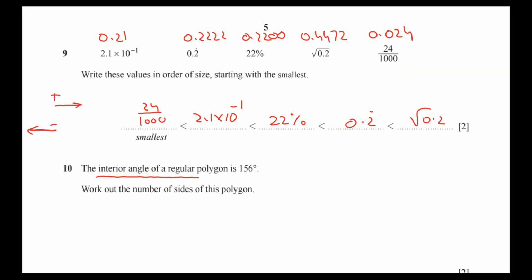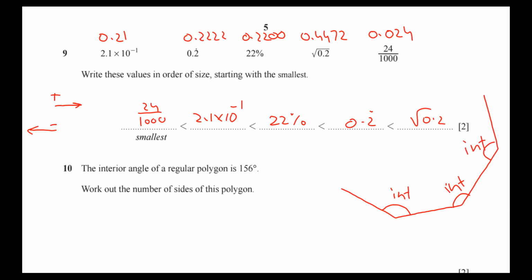The interior angle of a regular polygon is 156. What is the number of sides? Let me tell you, we have a formula. As I said before, this is a polygon, continuing on. I don't know how many sides, but this is called an interior angle, and this is also an interior angle. There are many interior angles, and we don't know how many sides there are. If you extend any one side, this is called the exterior angle, because interior means inside and exterior means outside. We have one formula: interior plus exterior equals 180.